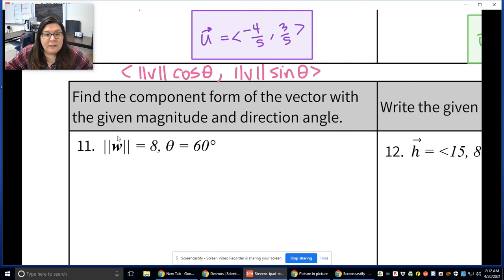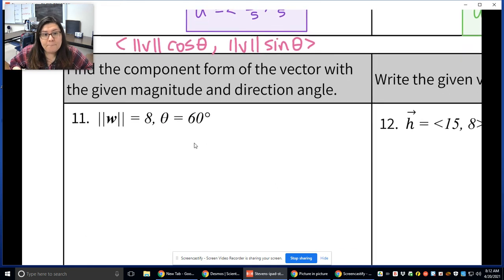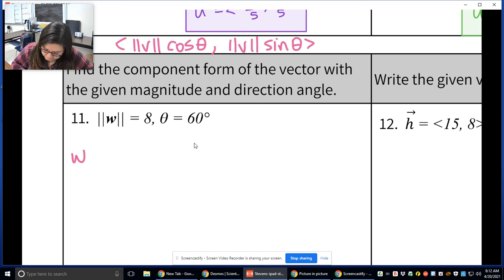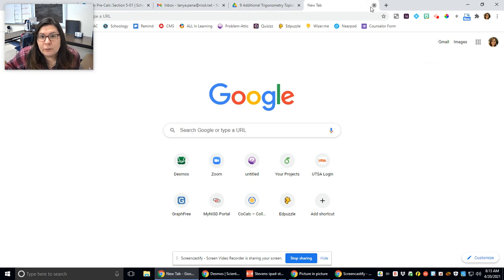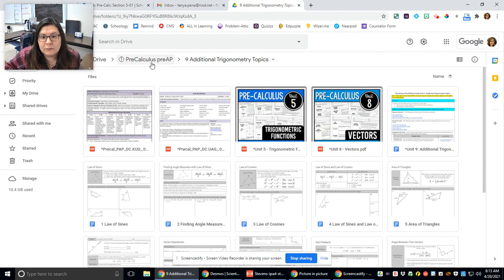So if you look at this, they gave us magnitude and they gave us theta. Like they gave us exactly what we needed to write it in trigonometric form. So let's start there. W is equal to 8 cosine 60, 8 sine 60. All right, but cosine 60 has an actual value. Like I can look that up on the unit circle and figure out what that is. So that's actually exactly what I'm going to do. Sorry, I don't have it pulled up yet, so let me grab that really quick.